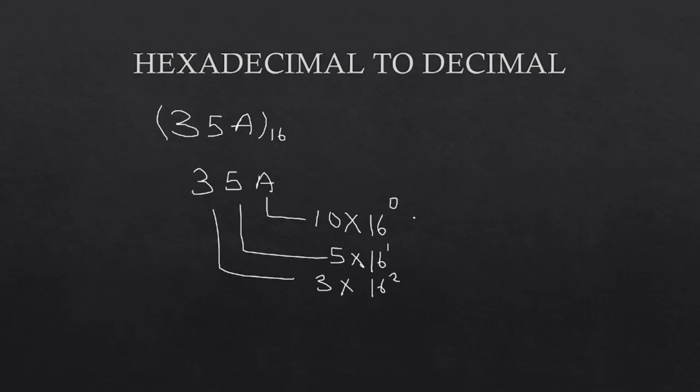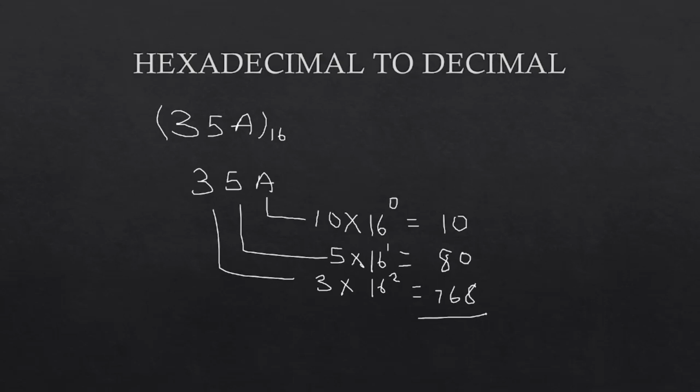Now what is the answer you are going to mention? 10 into 16 to the power of 0 is nothing but 10 into 1, so 10. After that 5 into 16, which is nothing but 80, because here it is 16 to the power of 1. What is 16 into 16? 16 into 16 is 256. So 256 into 3 is nothing but 768.